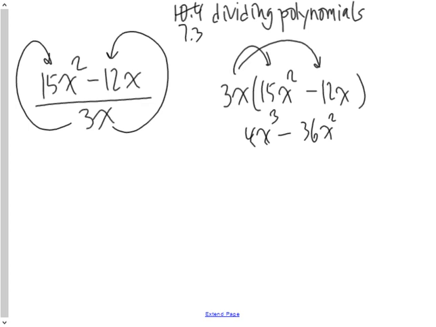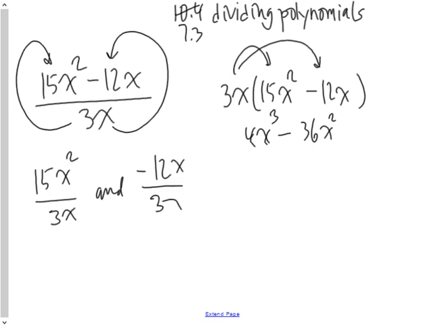Okay, so when we have, in this case, a binomial divided by a monomial, we want to use the distributive property of division, and rewrite this as 15x squared divided by 3x, and negative 12x, notice how the subtraction sign became the negative coefficient, divided by 3x. And we're simply going to simplify both of those using division.